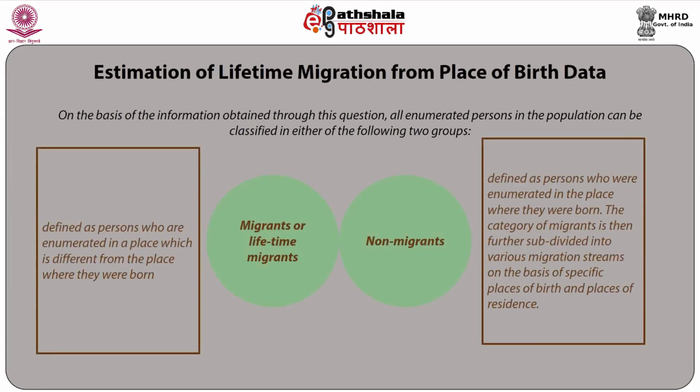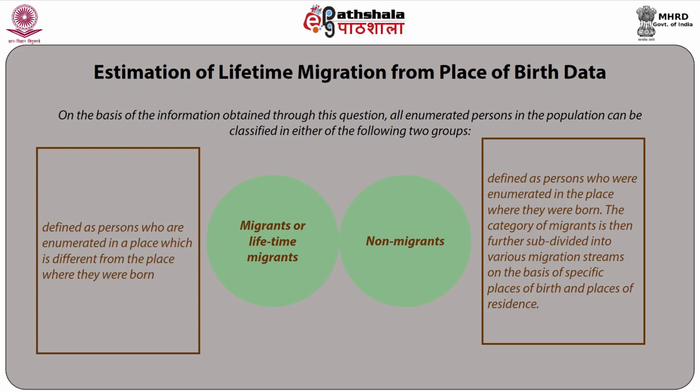On the basis of the information obtained through this question, all enumerated persons in the population can be classified into either of the following groups. First, migrants or lifetime migrants, defined as persons who are enumerated in a place which is different from the place where they were born. And second, non-migrants, defined as persons who were enumerated in the place where they were born.